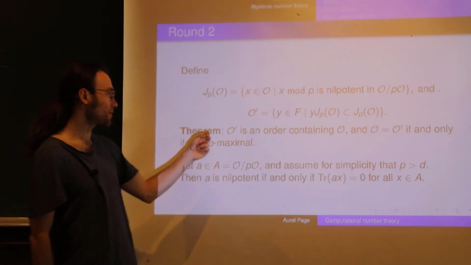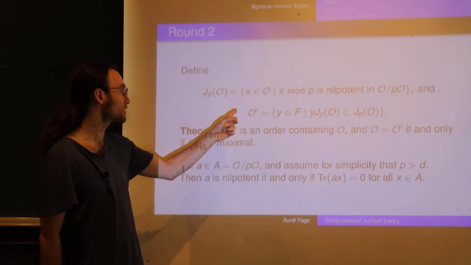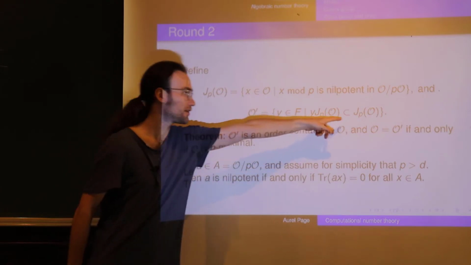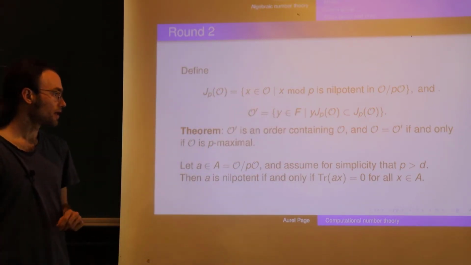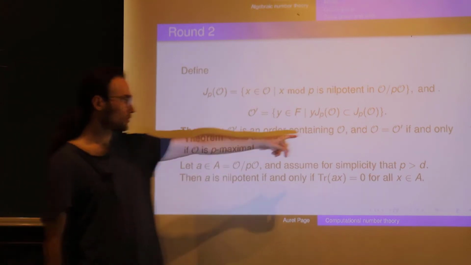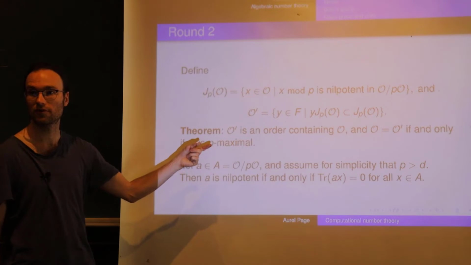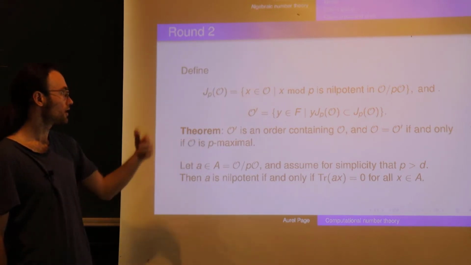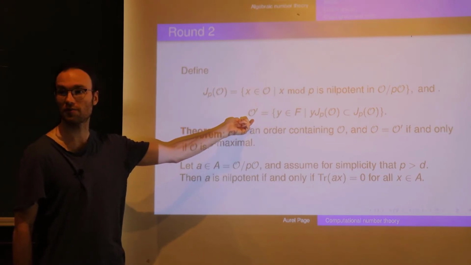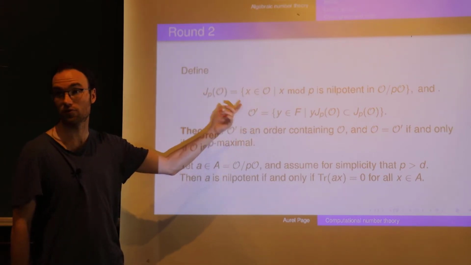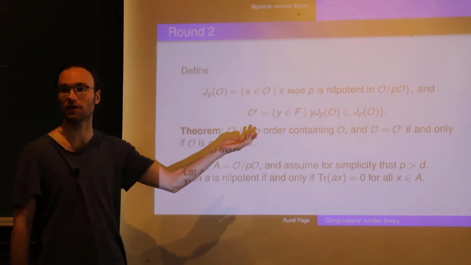And you have the following theorem. So O prime here is always an order containing O, because this was an ideal, so definitely this relation is satisfied by elements of O. And O equals O prime if and only if O is p-maximal. So if you take O, you compute this ideal, you compute this O prime. If it's the same, then you stop. If it's not the same, you found a bigger one, so you can do it again.